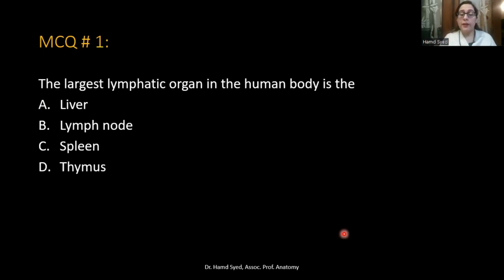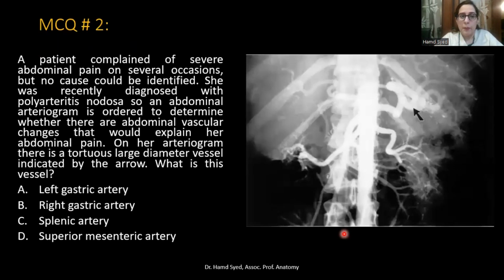So now that we've ended the discussion on the gross anatomy of the spleen, I'm sure you'll be able to answer these MCQs. The largest lymphatic organ in the human body is the spleen, that you have to keep in mind. Now, here is a clinical scenario. There is a patient who complains of severe abdominal pain on several occasions, but no cause could be identified. She has been recently diagnosed with polyarteritis nodosa, so an abdominal arteriogram is ordered to determine whether there are abdominal vascular changes that would explain her abdominal pain.